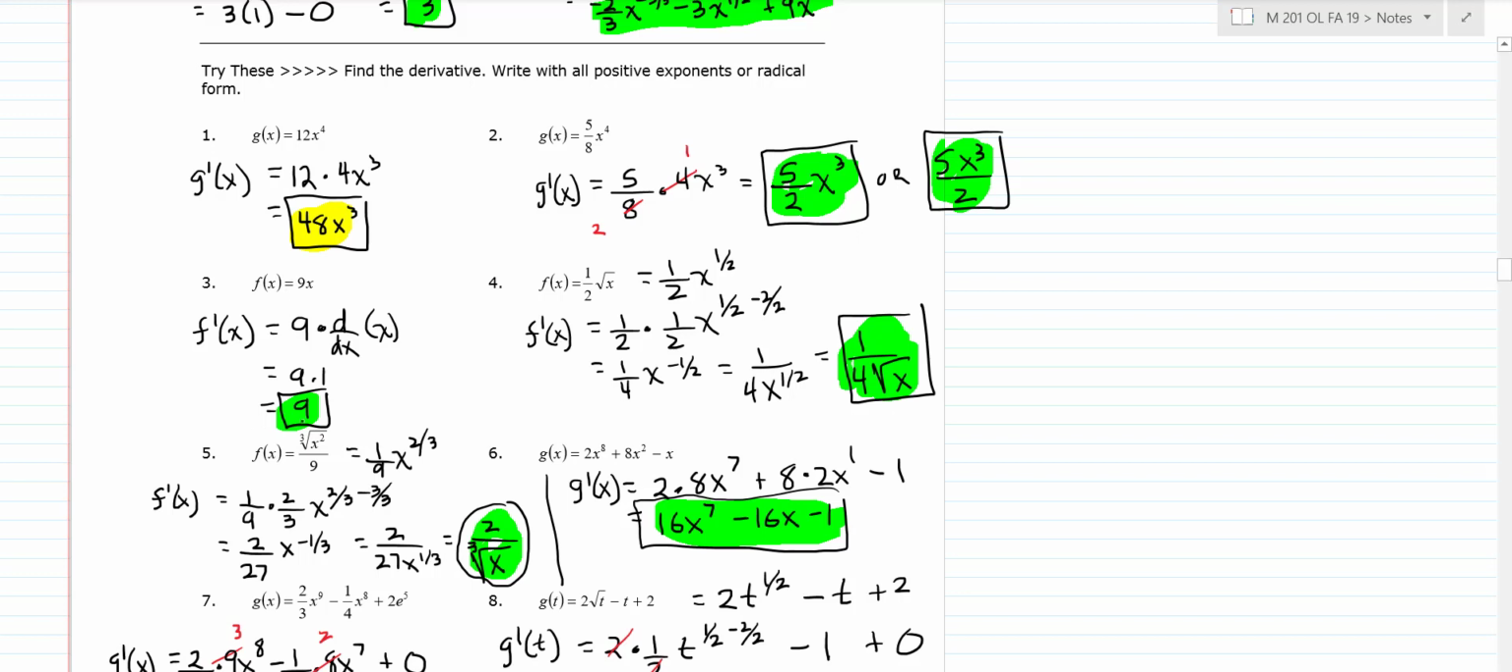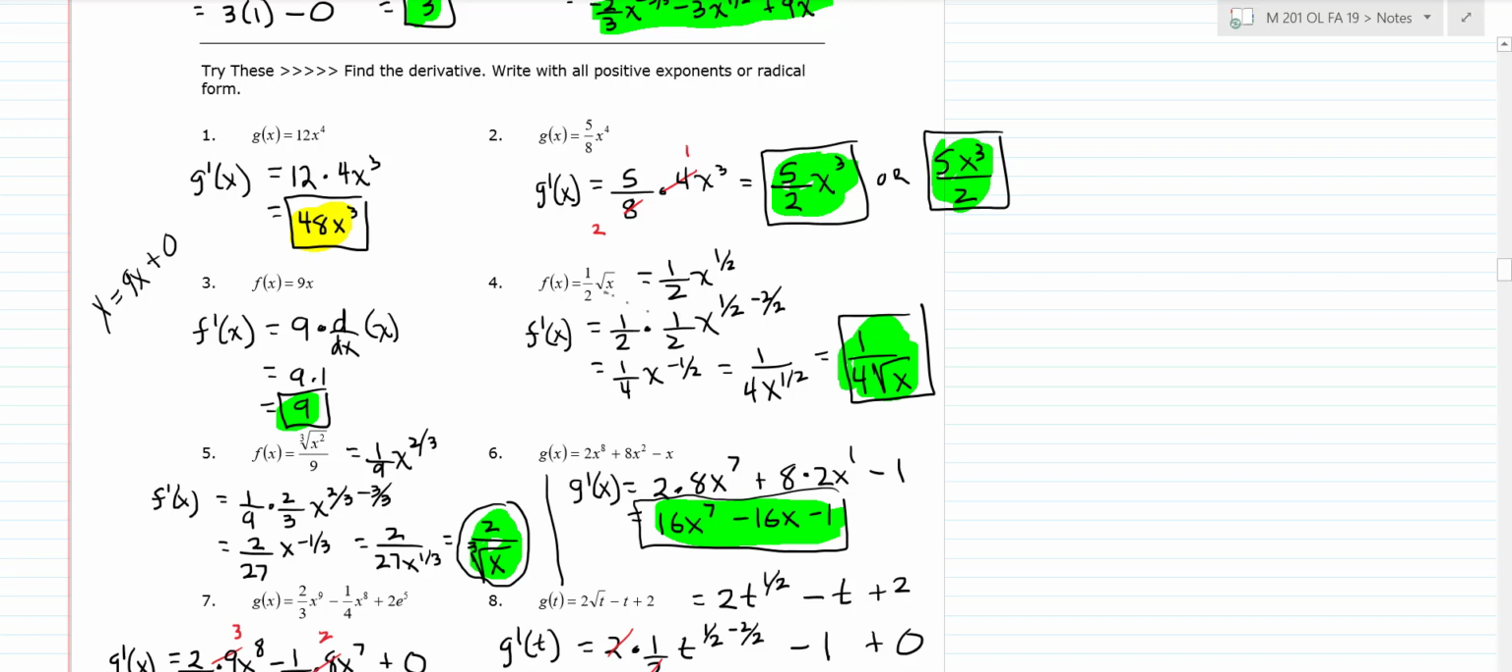The next one's 9. And you can think of this as a linear function, y equals mx plus b. It has a y-intercept of 0. It has a slope of 9. Therefore, the derivative is 9 always. You have a linear function, it's just the slope of the line.